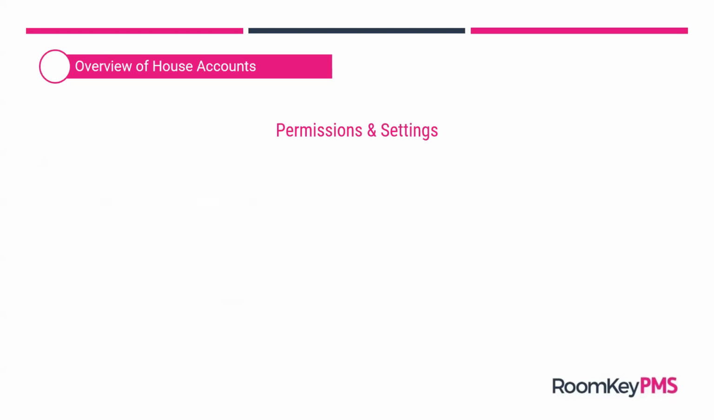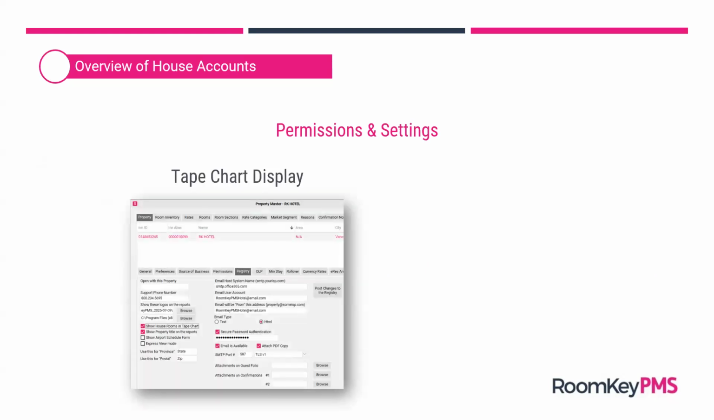Couple more settings to take note of. With your tape chart display, we do have a setting that allows you to either see or hide house accounts on your tape chart view in Roomkey. There is a checkbox here in the property registry that allows you to show house rooms in the tape chart.